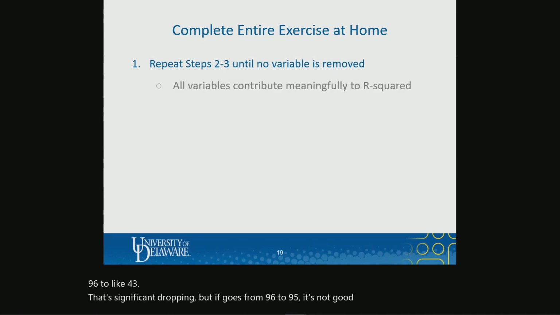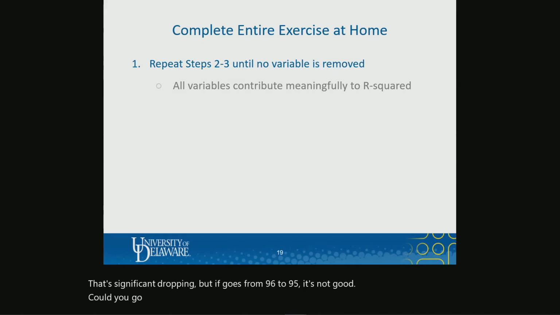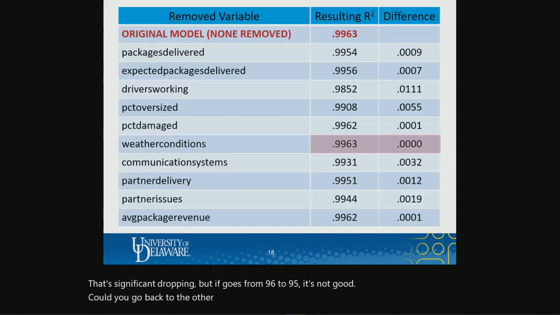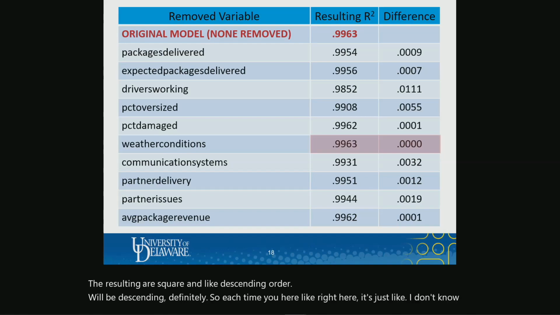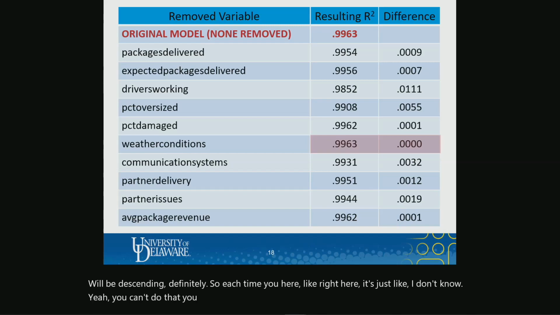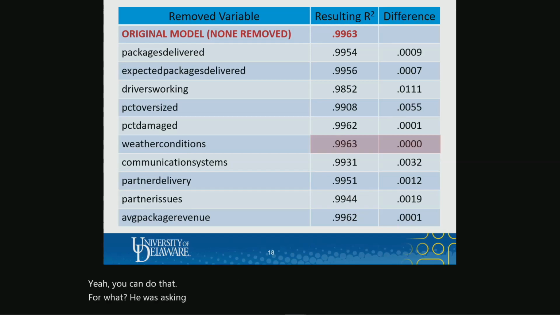Go ahead. Could you go back to the other slide, the column? Yeah, this one. So would you want to have the resulting R squared in descending order? It will be descending, definitely. Yeah, you can do that. Sort it. Would that make it the easiest way to tell what the next variable will be?